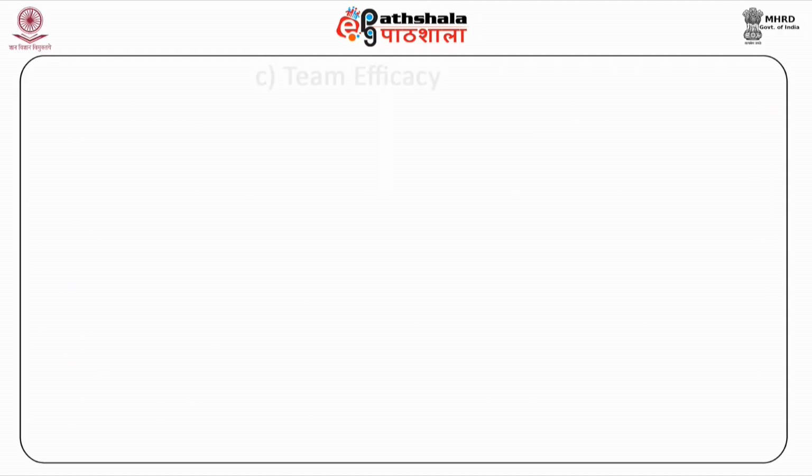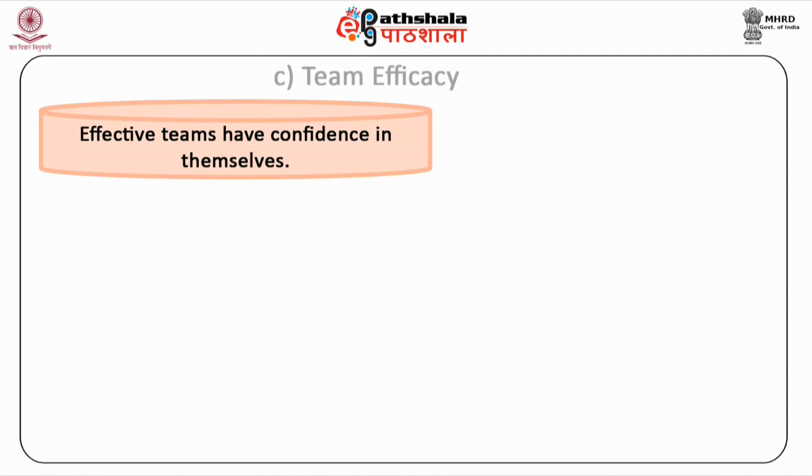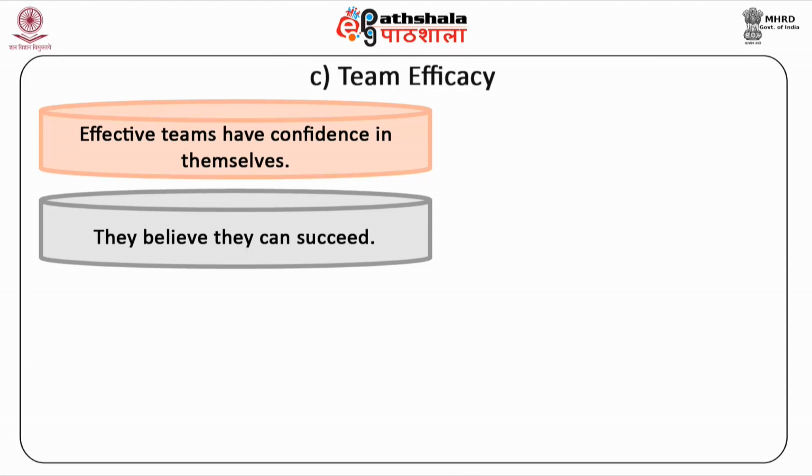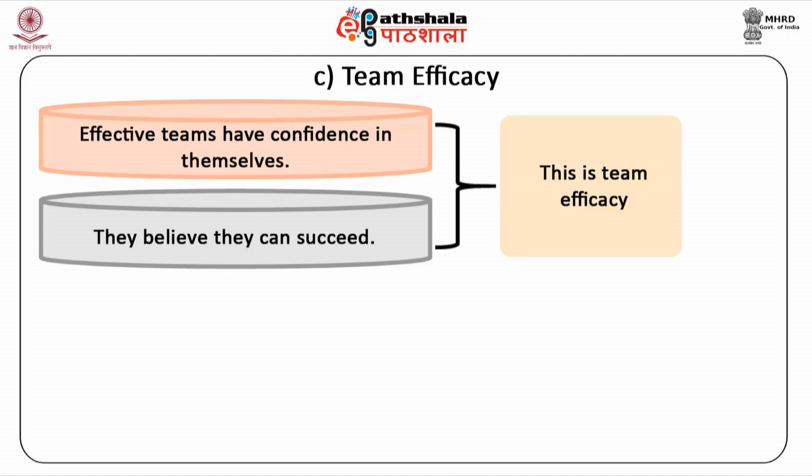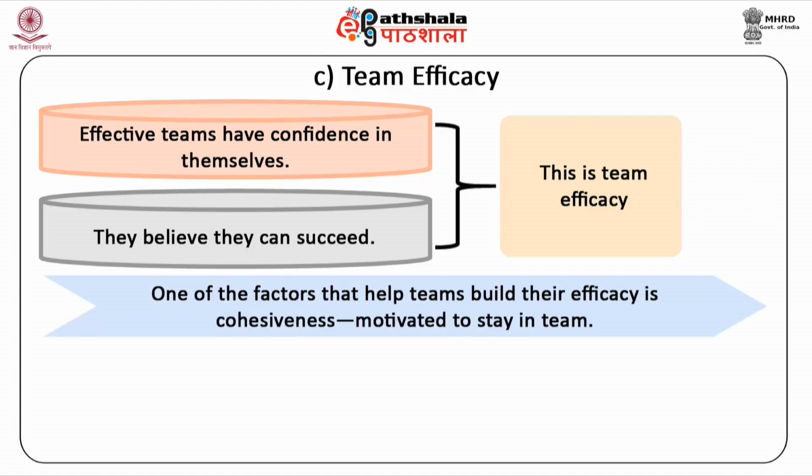Team efficacy. Effective teams have confidence in themselves. They believe they can succeed. This is team efficacy. Success breeds success. Teams that have been successful raise their beliefs about future success, which in turn motivates them to work harder. One of the factors that help teams build their efficacy is cohesiveness, the degree to which members are attracted to each other and are motivated to stay on the team.